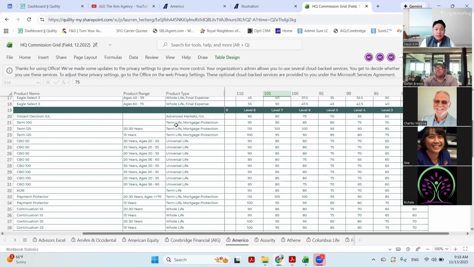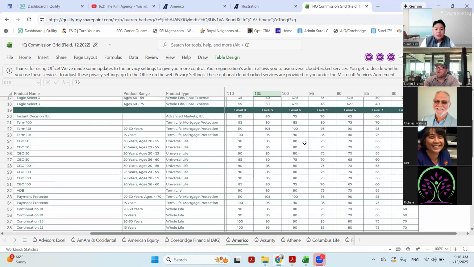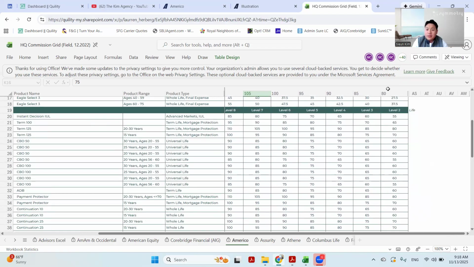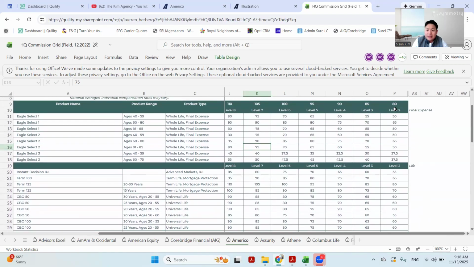Okay. So to answer your question, Raquel, if you see right here, this is the symmetry commission level, 80%, right? And then 85, it goes up. So on the term 125 right here, you get paid the full commission, your contract rate. The term 100 pays 15% less on average. So you can choose which product you want to sell.